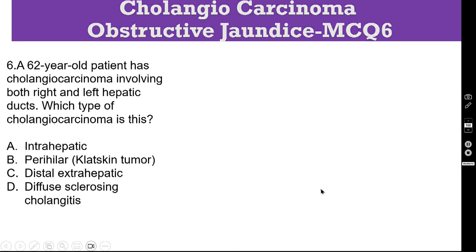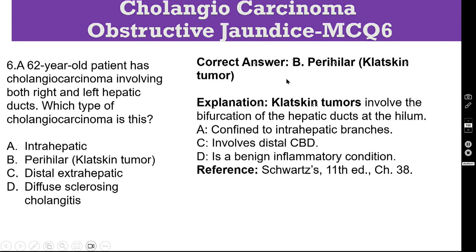Coming to MCQ number 6, a 62-year-old patient has cholangiocarcinoma involving both right and left hepatic ducts. Which type of cholangiocarcinoma is this? A. Intrahepatic. B. Perihilar or Klatskin. C. Distal extrahepatic. D. Diffuse sclerosing cholangitis. So the correct answer is, of course, B. Perihilar or Klatskin tumor.